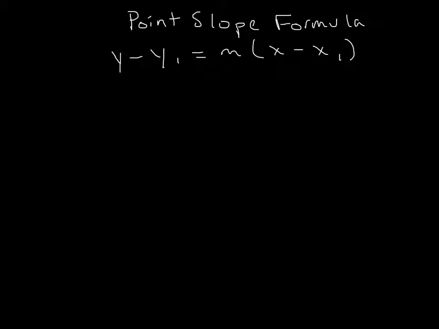Now the difference between this and slope-intercept form: when you use slope-intercept form, you need to know what the y-intercept is. With point-slope formula, you don't have to know it. You can have two random points and it'll figure it out for you.